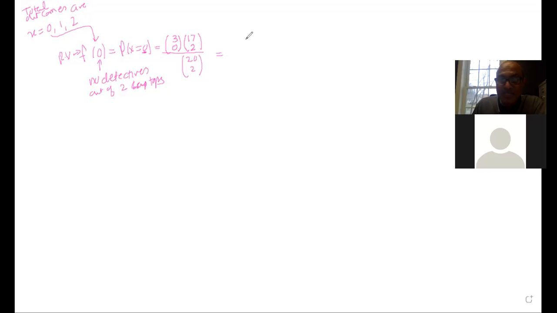So you can write this one as 3 factorial divided by (3 minus 0) factorial times 0 factorial. I'm using here the combination formula from chapter 2: n factorial over (n minus r) factorial times r factorial. Same here, 17 factorial divided by (17 minus 2), that is 15 factorial, times 2 factorial. And the whole is divided by 20 factorial over (20 minus 2), that is 18 factorial, times 2 factorial.